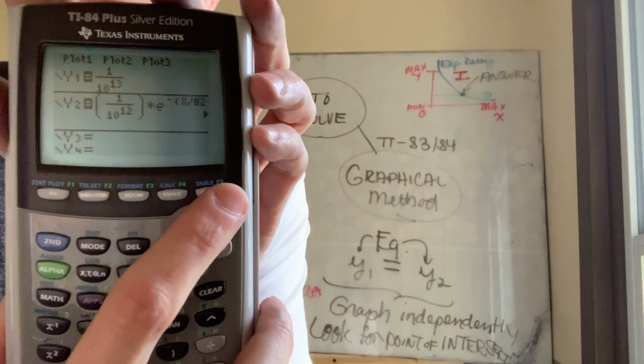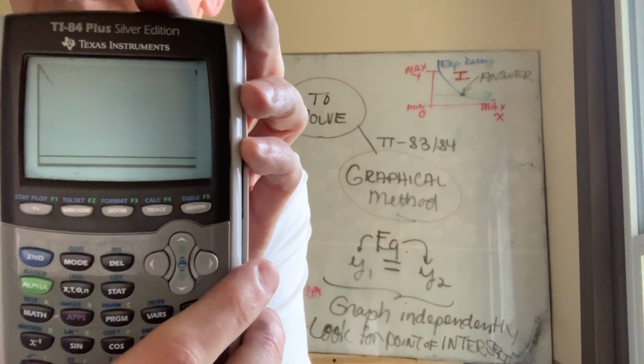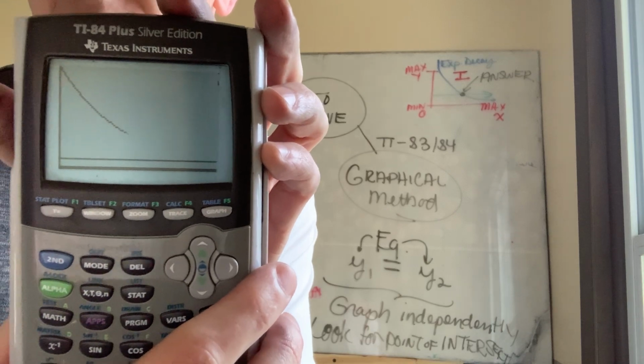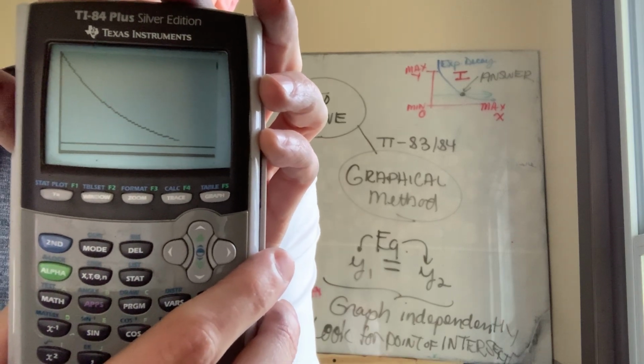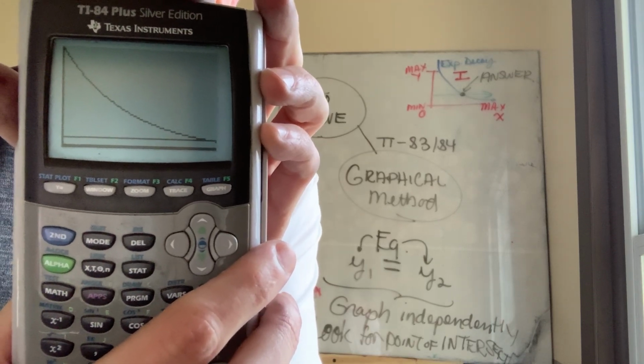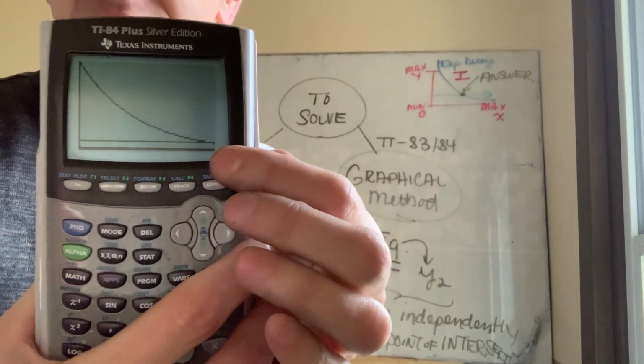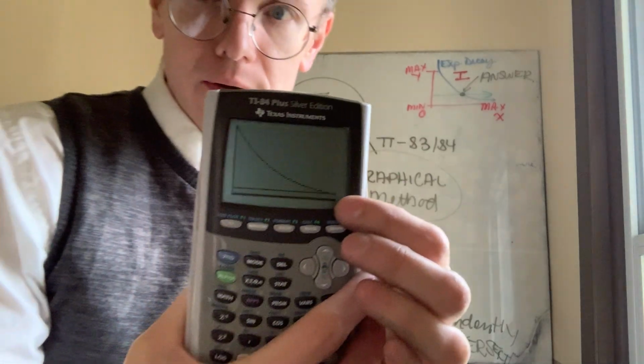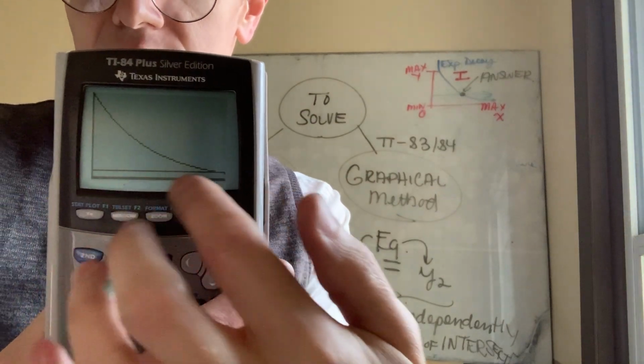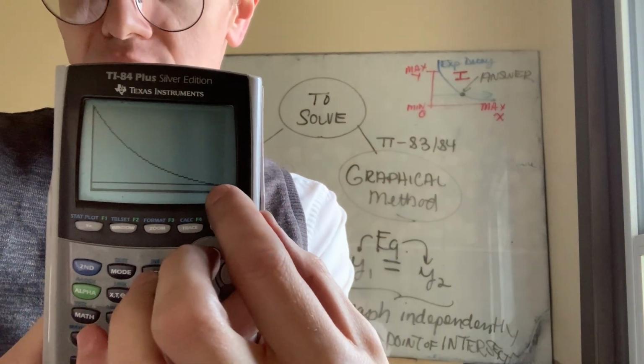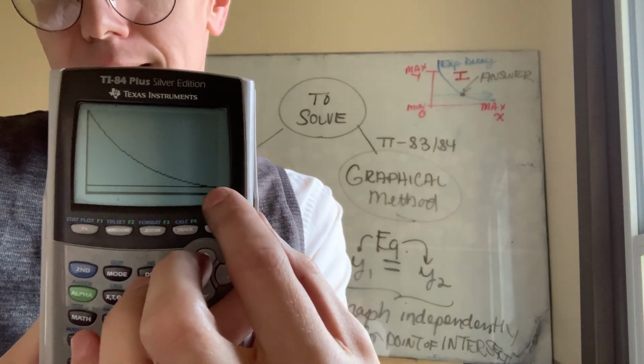I'm going to hit graph, cross your fingers, hold your breath. There we go. Rock and roll. And it crosses. Now, it's just on the edge of the screen here, because remember, I gave it a maximum of 20,000. It appears to work, and it probably could get away with it.